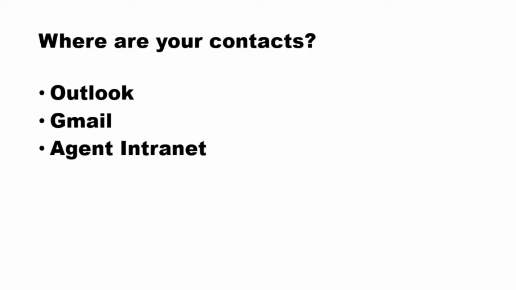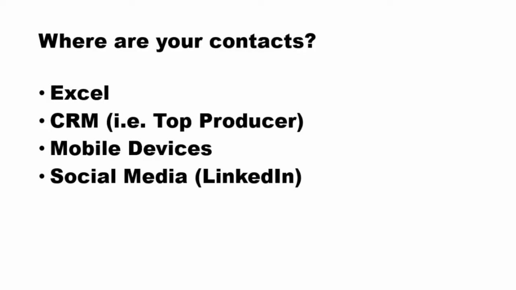Now, some people say, well, I use Outlook. That's fine. It's better than nothing. Gmail, that's better than nothing. Again, if you have an agent intranet, I'm okay with that. I personally would like you to use something more robust, like a CRM. But for right now, let's deal with using something. And for this webinar, we're going to talk about using Excel. Some people keep them in their social media. But again, let's just focus on Excel.